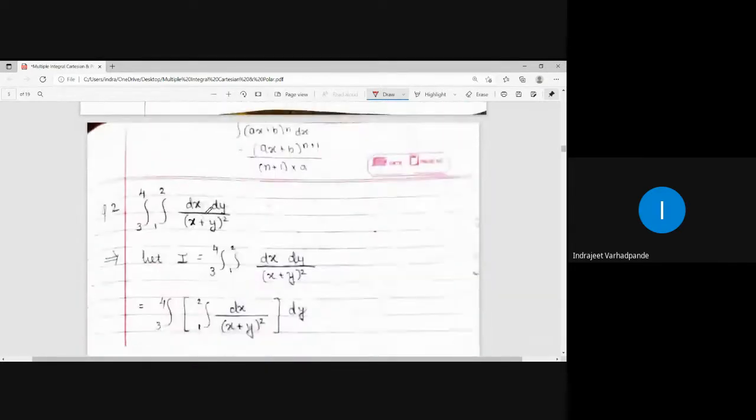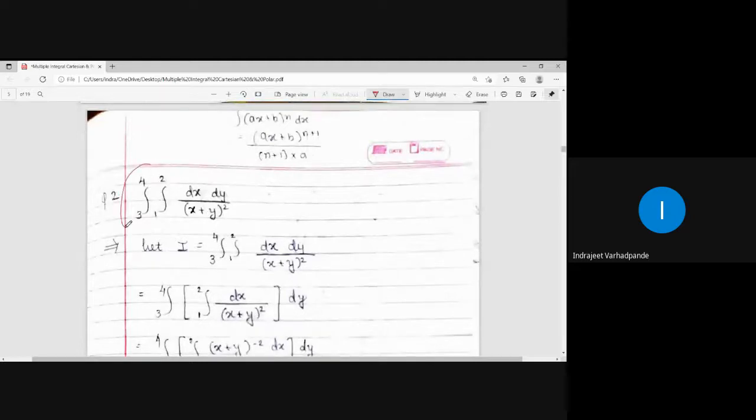The very next example wherein I see both the pair of limits as constant. In this case, order of integration is not important. Either you integrate first with respect to x and then with respect to y, or first with respect to y and then with respect to x. It is not at all important. But in doing so, I have to take care that limits are to be put appropriately.